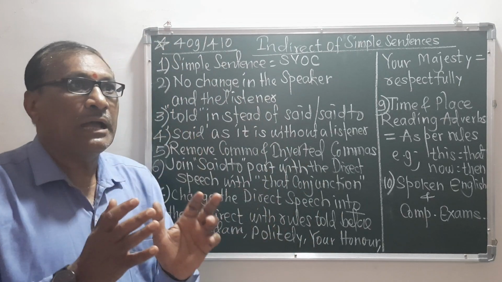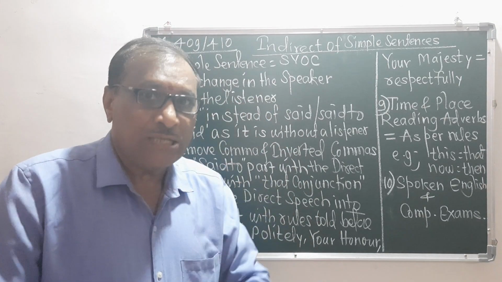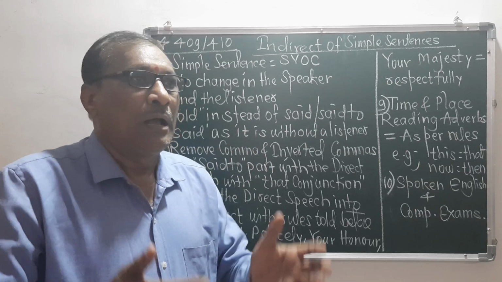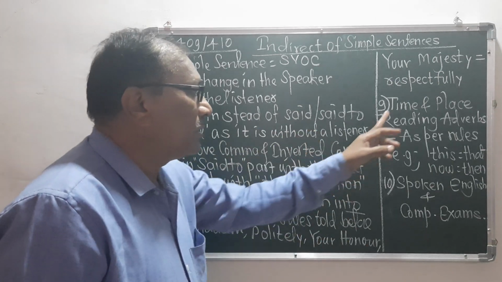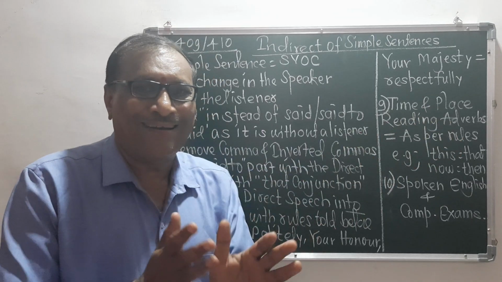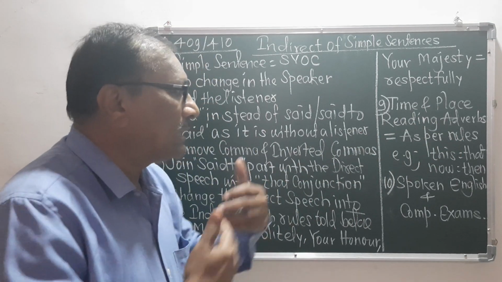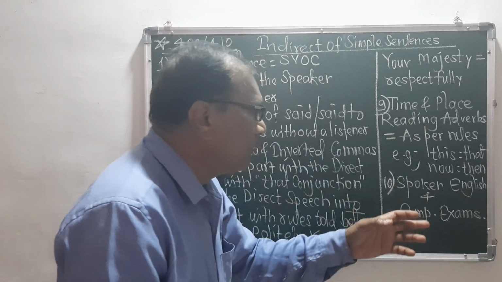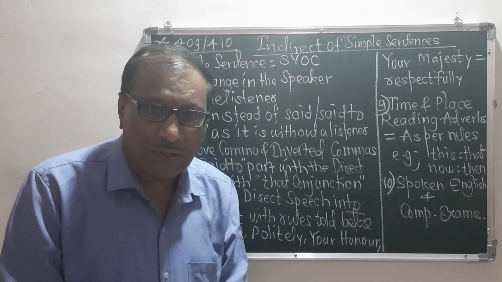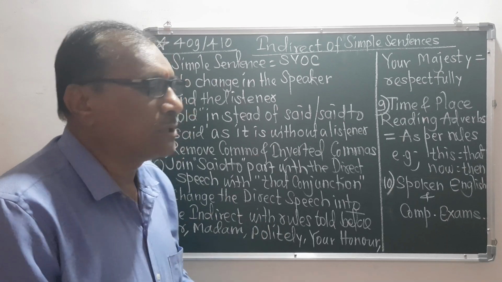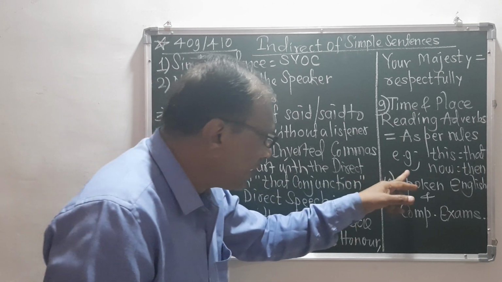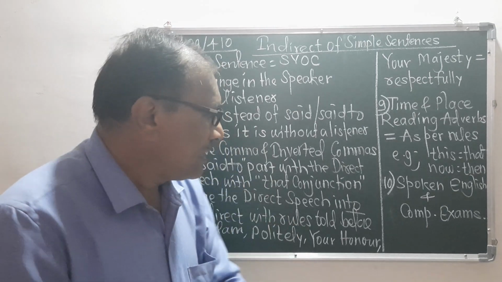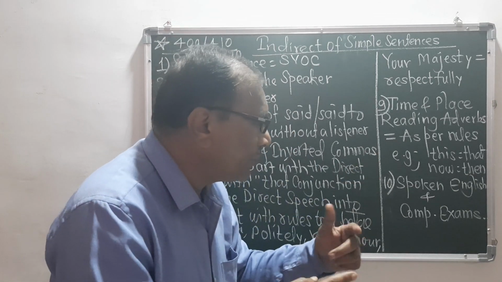Remember, when we are going to change the direct speech into the indirect speech, there come particular time and place reading adverbs. There are some words, some adverbs, which are called time or place reading. They show the time and they show the place. Such words or adverbs should be changed as per the rules and regulations. For example, "this" should become "that", and "now" should become "then".